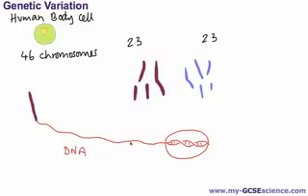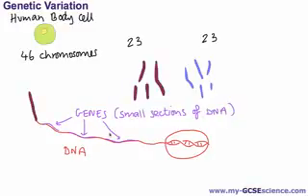The DNA is like a long string type molecule, and along its surface we have small sections of DNA which we call the genes. So these, you can just about see the purple bits. These small sections of DNA are called genes. It's probably worth writing that out. And these genes control all your features.